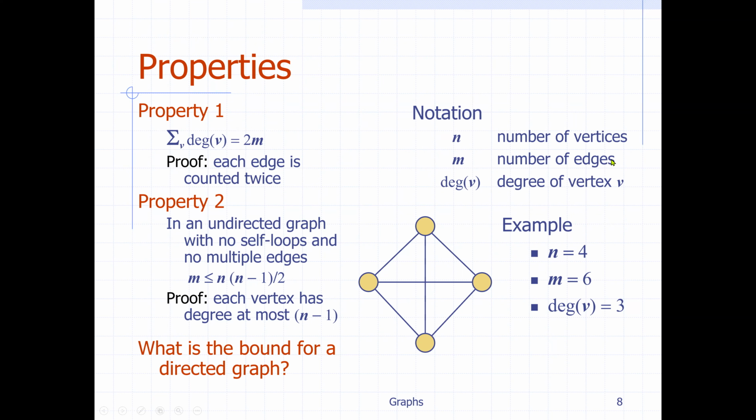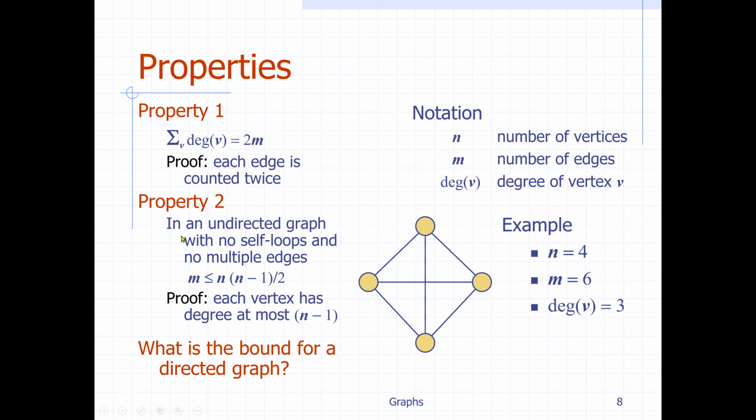M represents the number of edges, and N represents the number of vertices. So in this property, M means the number of edges we can have, and N is the number of vertices. So the first property says the sum of the degrees of the vertices is always 2 times M. M represents the number of edges we have in the graph. To prove this is very straightforward. We know that each edge is counted twice, each edge.